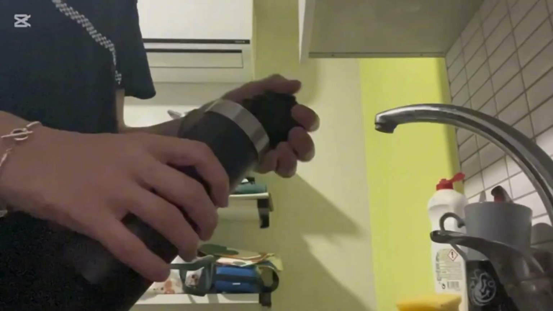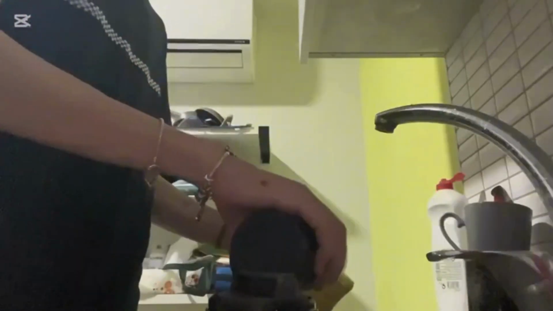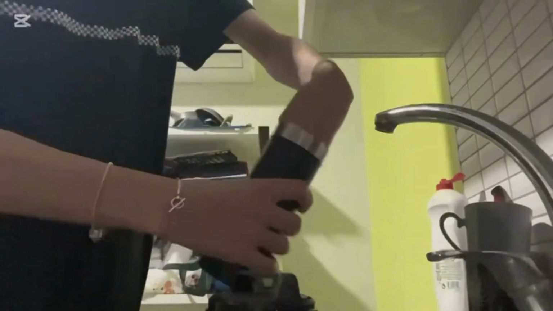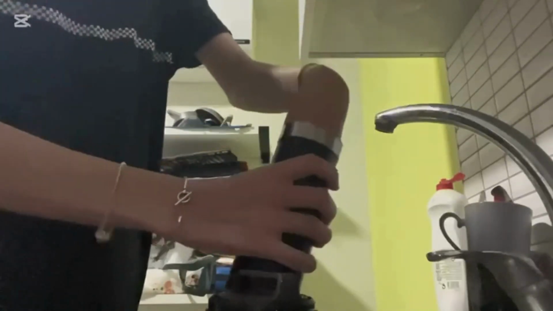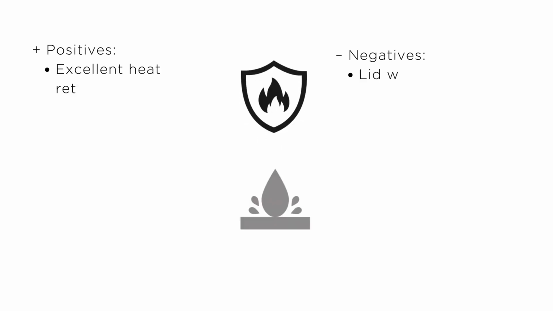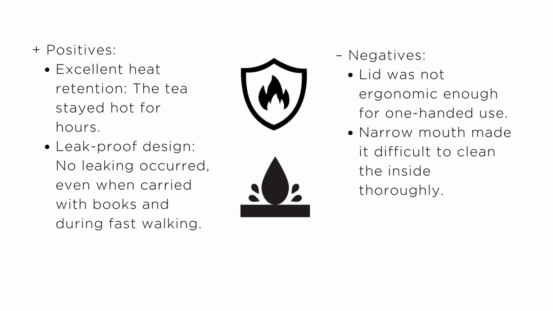Later that evening, while doing the dishes at home, I struggled to clean the thermos because its mouth was narrow. As a result, the bottom remained dirty. Overall, while the thermos performed very well in terms of heat retention and leak protection, it could benefit from a more ergonomic lid for one-handed use and a wider mouth for easier cleaning.